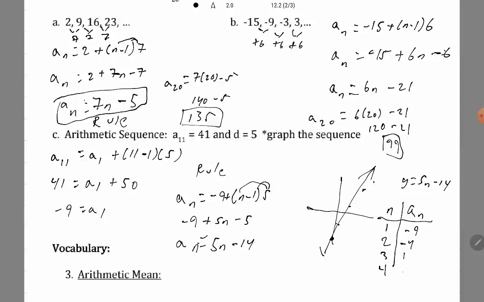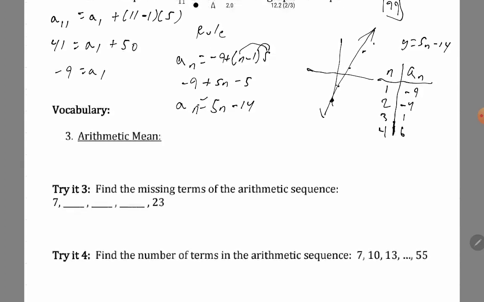Plug 4 in, get 6. And obviously if you plug in 0, you get negative 14. Okay.